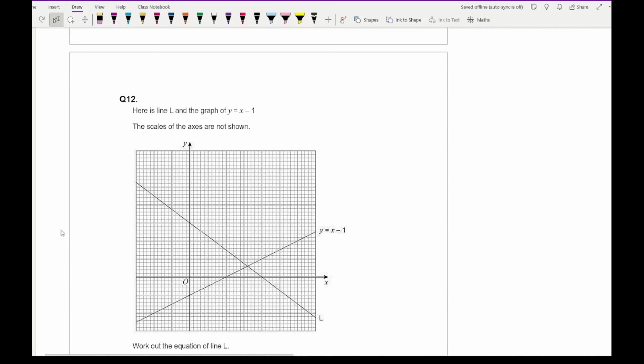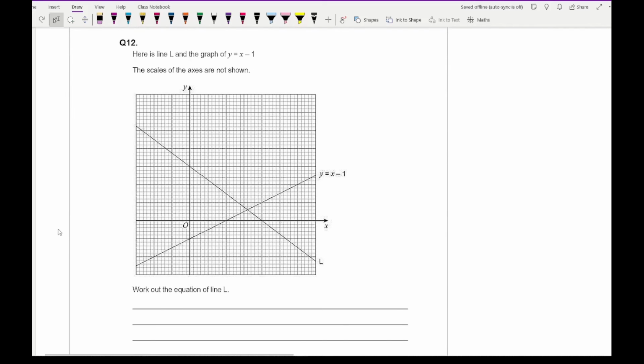Moving on to question 12, it says here is the line L and the graph y equals x minus 1. The scales of the axes are not shown. Work out the equation of line L. So looking at this, if we look at this equation here, we can see that this crosses the y-axis.